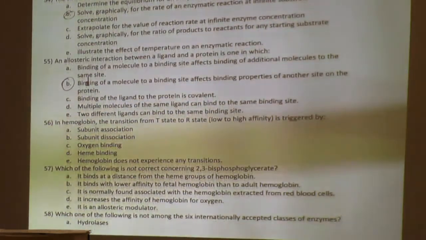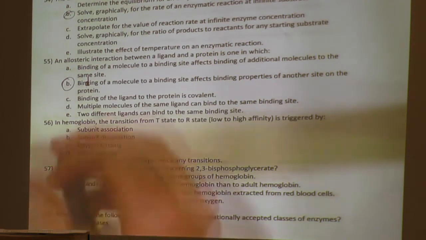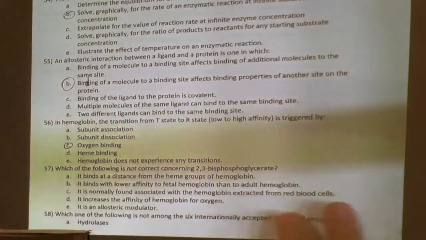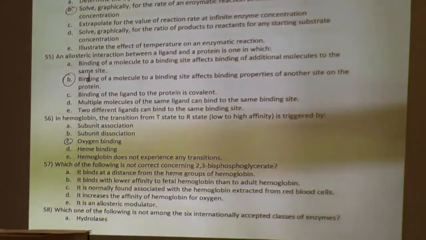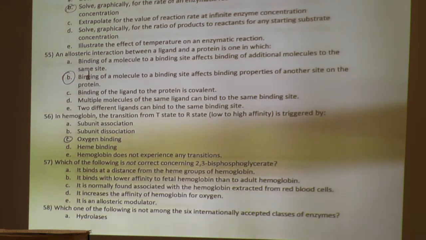In hemoglobin, the transition from T to R state, low to high affinity, is triggered by what? C? Yep, it's C. What does T stand for? Tense, okay, awesome. And what does R stand for? Okay, awesome job, guys. Which of the following is not correct concerning 2,3-bisphosphoglycerate?